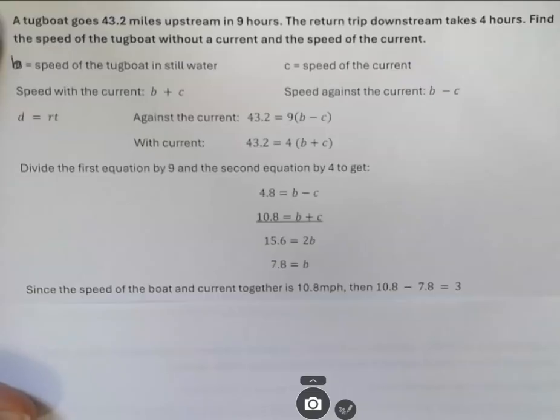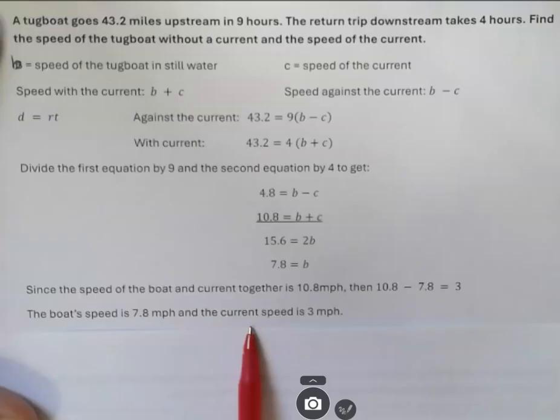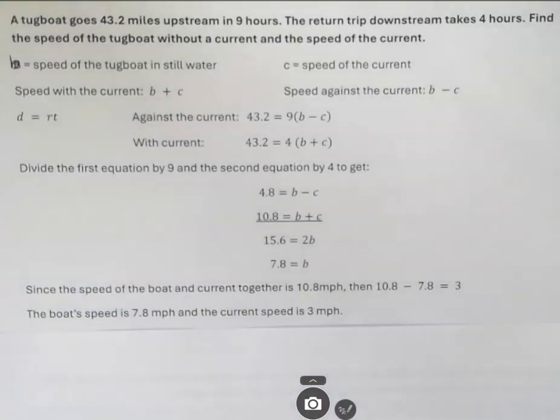Since the speed of the boat and the current together is 10.8, you can see when they work together it's 10.8. Then if I take the 10.8 and subtract the boat speed, I know what the current speed is. So the boat speed is 7.8 miles per hour and the current speed is 3 miles per hour.